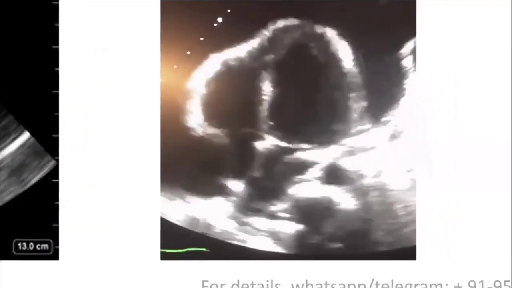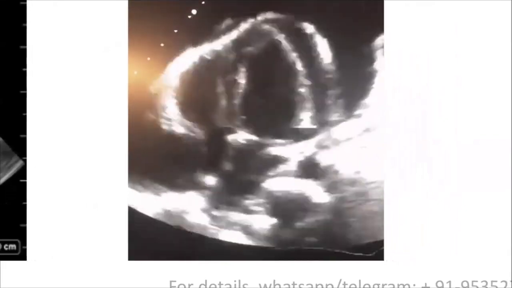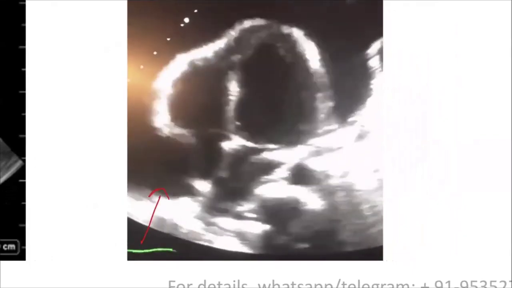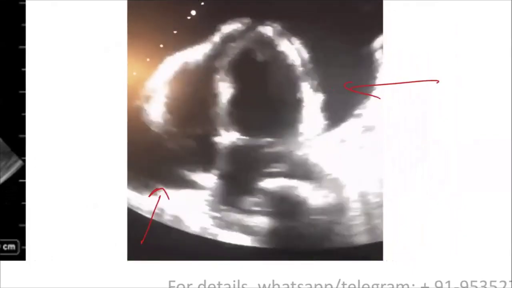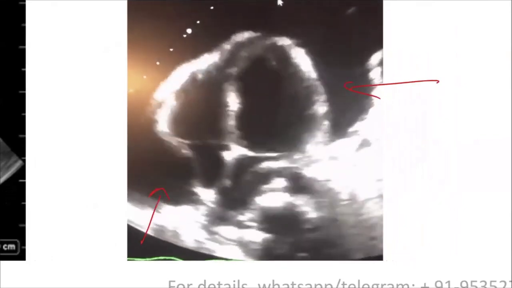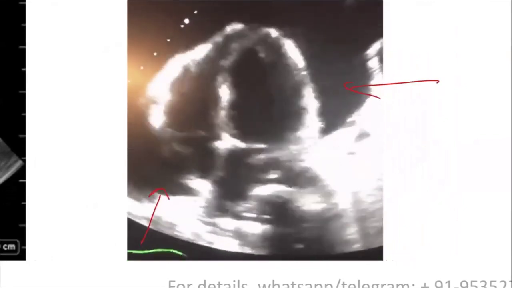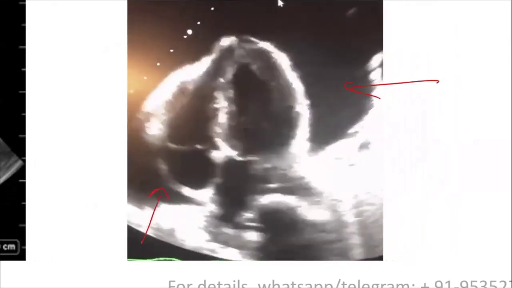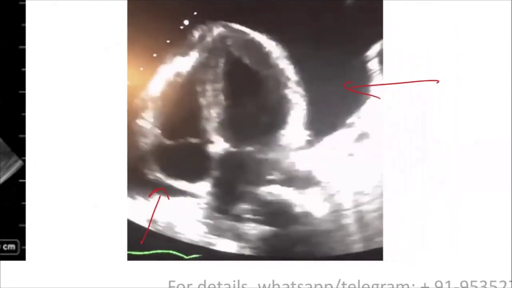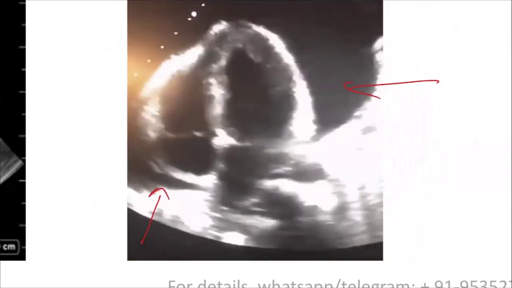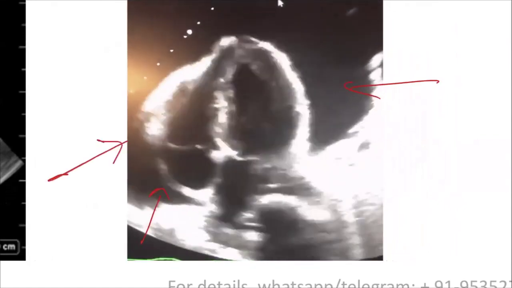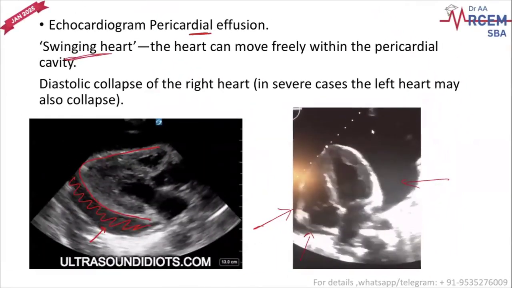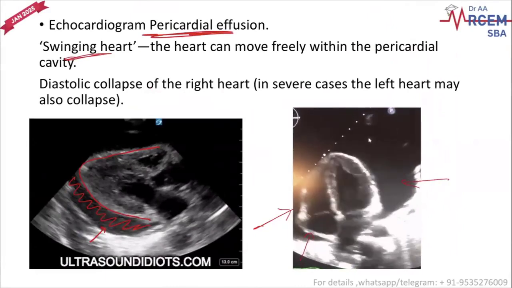At the same point of time, if it is a dynamic image, the heart will be swinging around. What you can see here is the heart is swinging. Why is it? It is moving around the fluid. It is fluid which is there, so it can move around. If you place a plastic ball in a mug full of water, and you move the bottle around, the ball also moves around. So it is known as swinging effect. The heart moves around the free fluid which is present. This is known as swinging heart. Swinging heart and pericardial effusion can be seen.